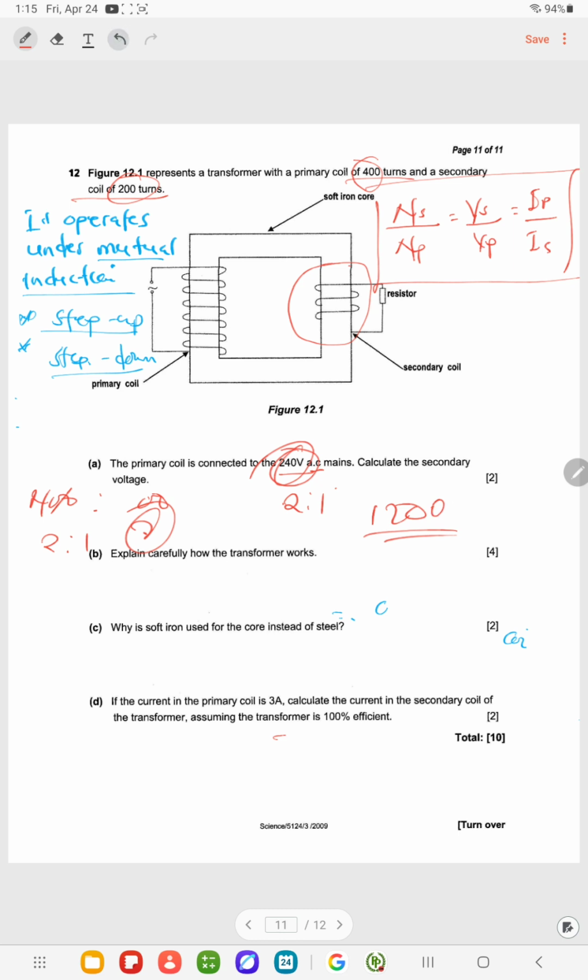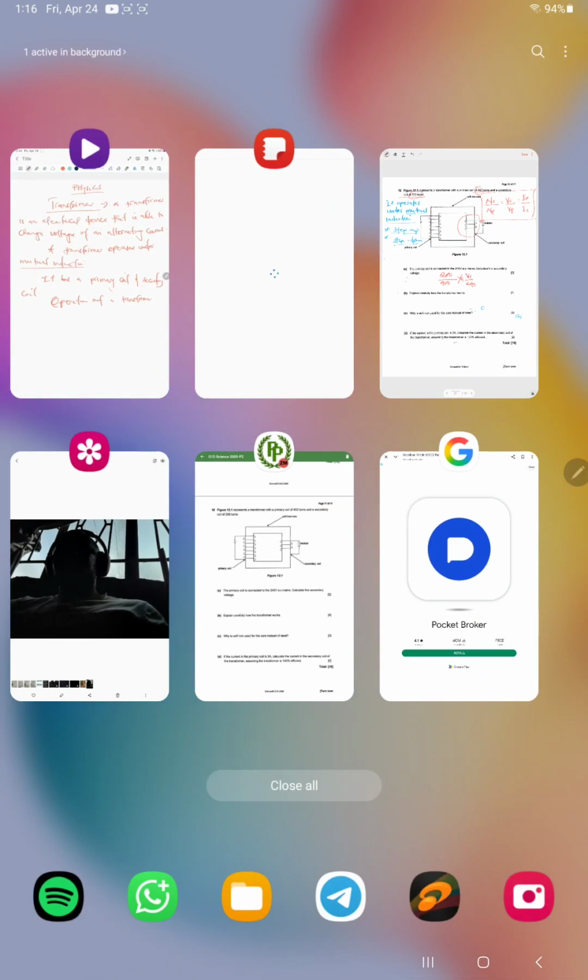So let's prove this idea by looking at the equation. We can predict these, they are not very difficult. So let's put the values there. Secondary coil, the number of turns on the secondary, we have 200. Then the number of turns on the primary, we have 400. Then the voltage on the primary, we have 240. Voltage secondary, we don't know. Then I'm going to put 240 there, and I'm going to cross multiply.